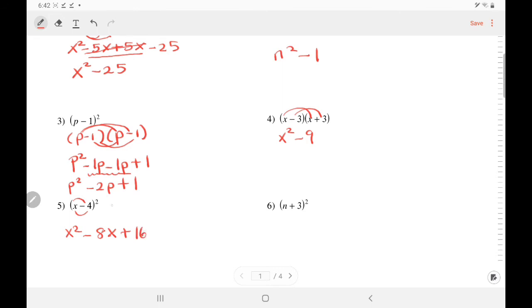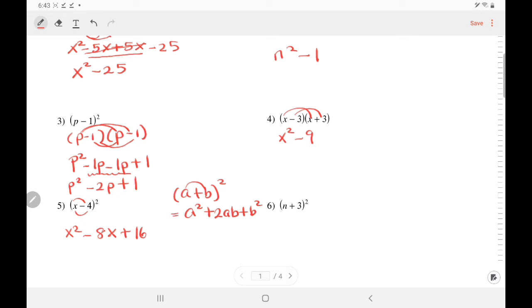So the formula for that, we'll do a formula here. If it is a plus b squared, then you square the a, but the middle term, you will multiply the a and b and times it by 2. And then you square the b. So when you square a binomial, you always get a trinomial.